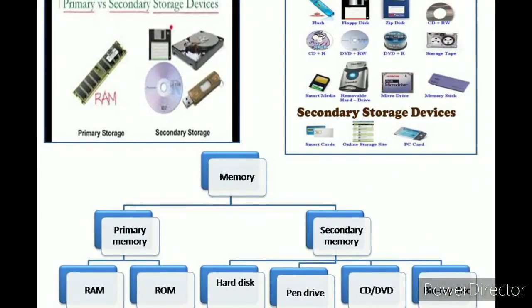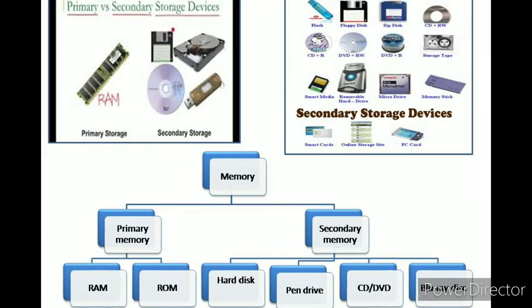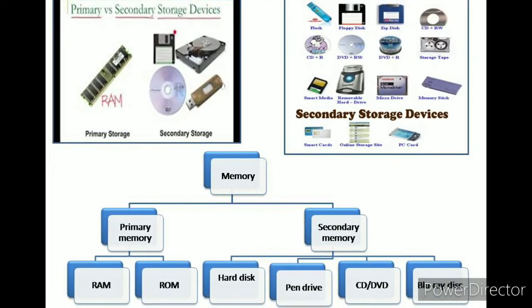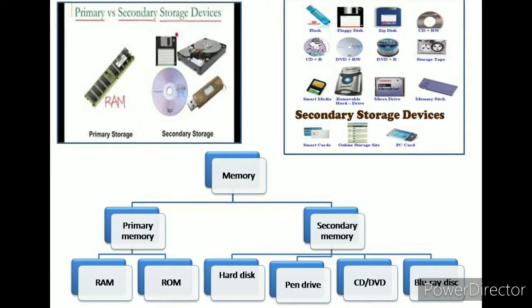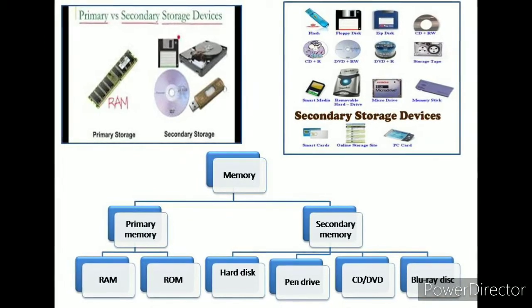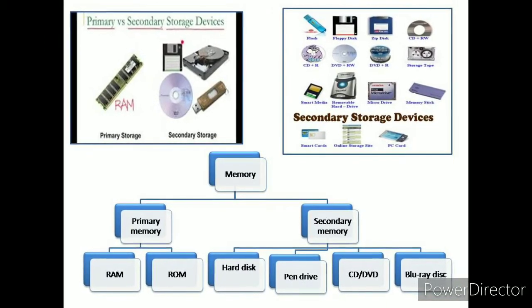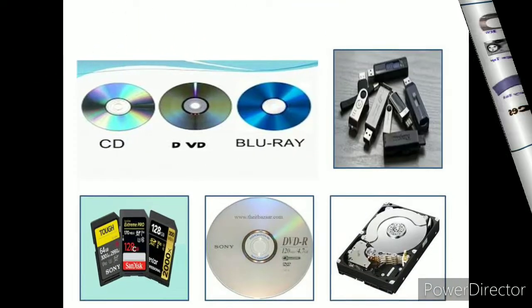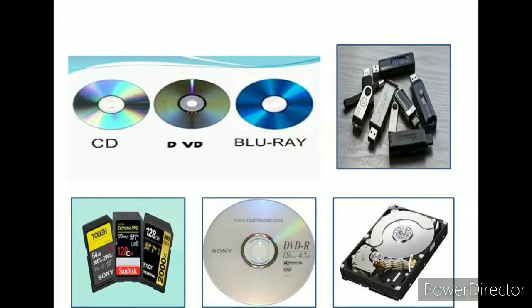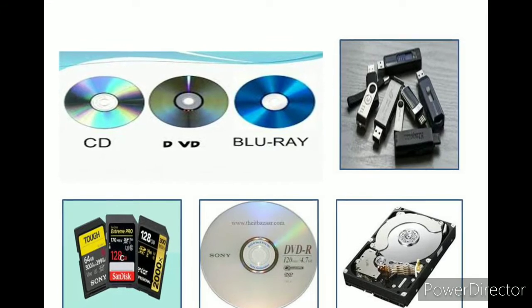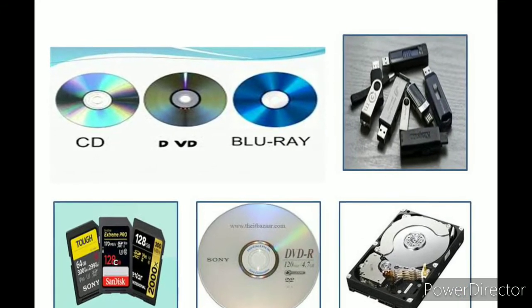In this picture, you can see computer's memory divided into two parts: primary memory and secondary memory. Primary memory is of two types, RAM and ROM. Secondary memory examples are hard disk, pen drive, CD, DVD, and Blu-ray disc. And these are the examples of secondary storage devices: CD, DVD, USB flash drive, SD card, and hard disk.